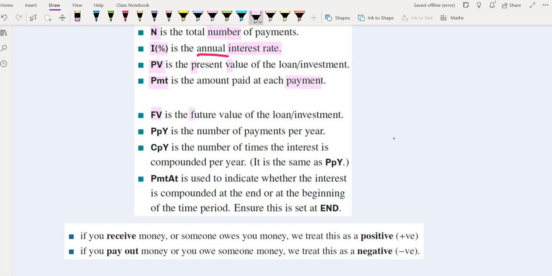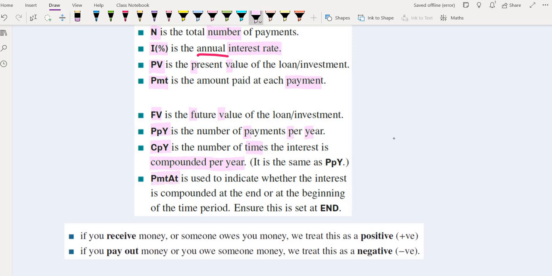FV stands for future value, so how much it's worth in the future after a certain period of time. PPY stands for payment per year. CPY is how many times the interest is compounded per year. So if it's compounded quarterly, for example, there will be 4. If it's monthly, it'll be 12.